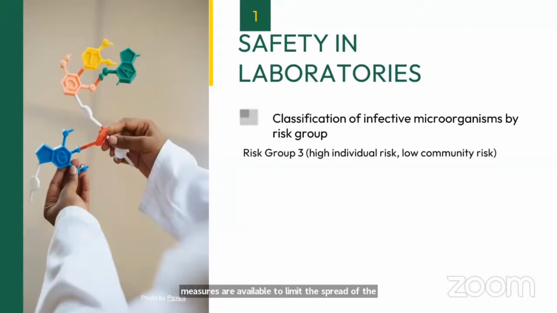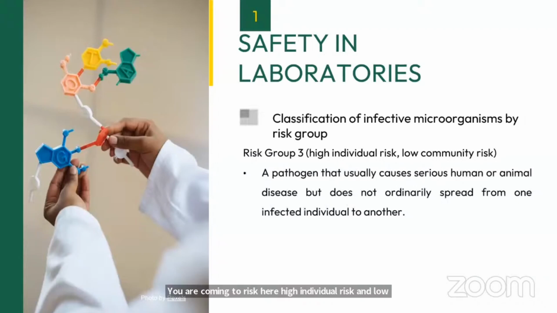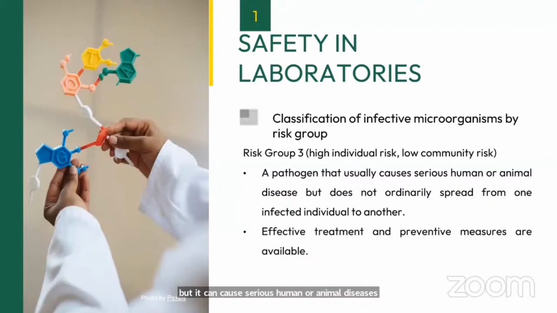Now coming to risk group 3: high individual risk and low community risk. These are pathogens that usually cause serious human or animal disease but do not ordinarily spread from one infected individual to another. So there may not be any contagious or community spread, but it can cause serious human or animal diseases. Effective treatment and preventive measures are also available for this risk group, as we have seen for risk group 2.